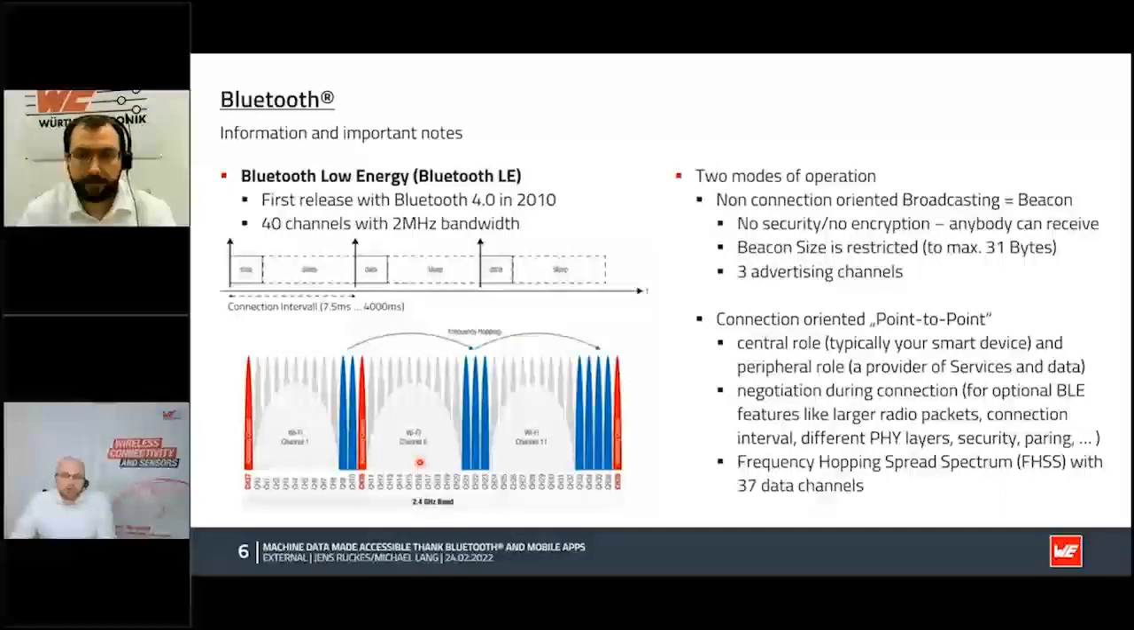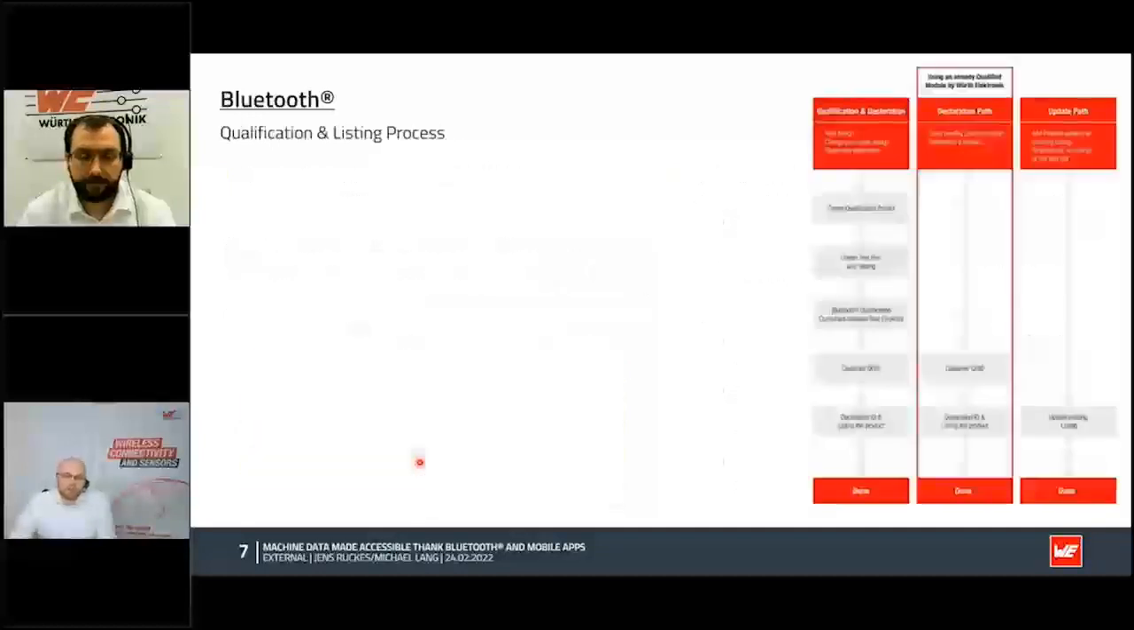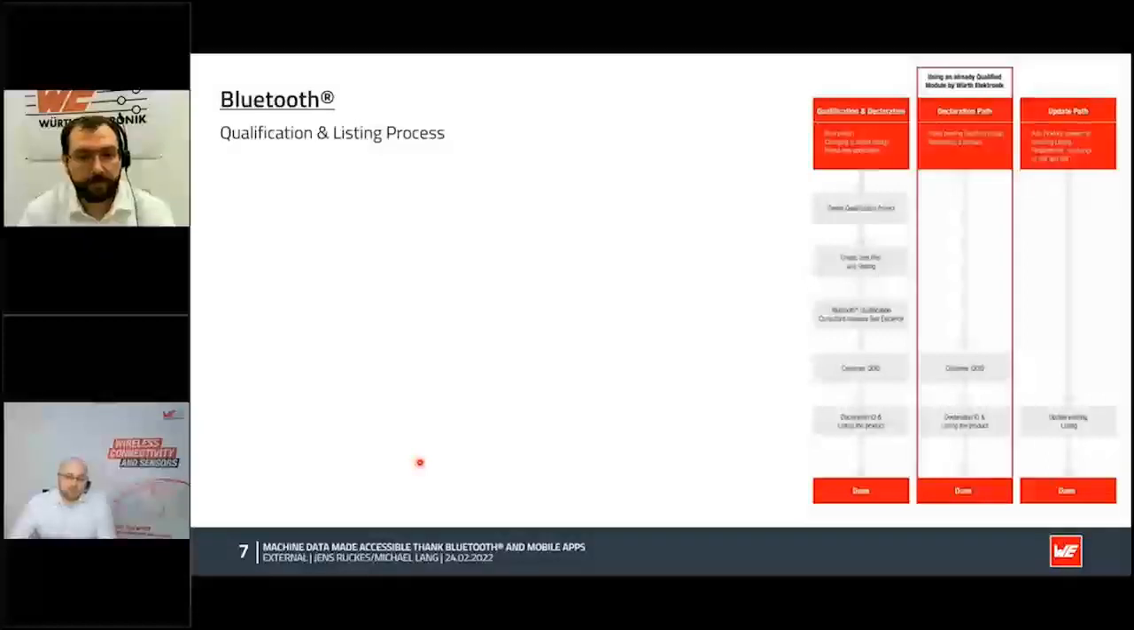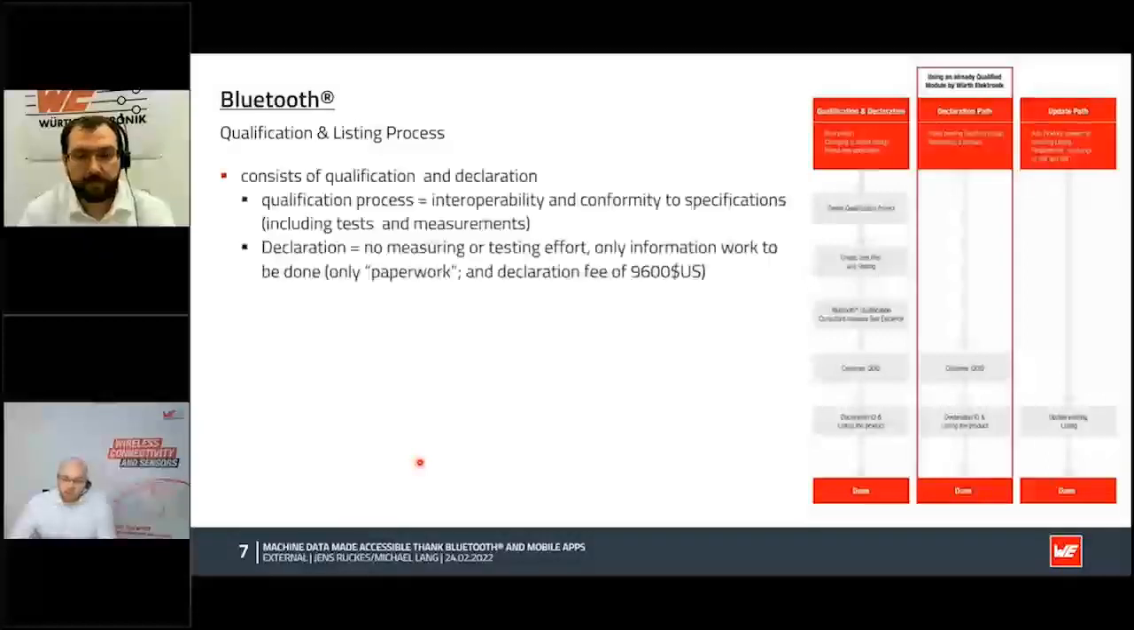Another very important point for Bluetooth is the listing process. So every Bluetooth device has to be listed as it is a licensed communication protocol. This listing consists of 2 parts. One is the qualification. I would say it's the testing and measurement that the device can talk Bluetooth and is able to understand other Bluetooth devices and that they can connect. So that's the very important point in Bluetooth world, that Bluetooth parts can communicate with each other.